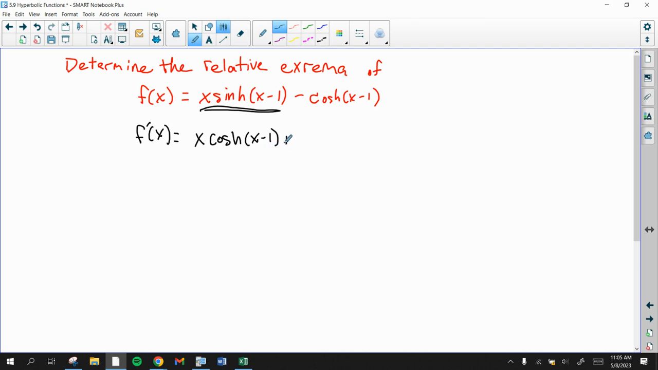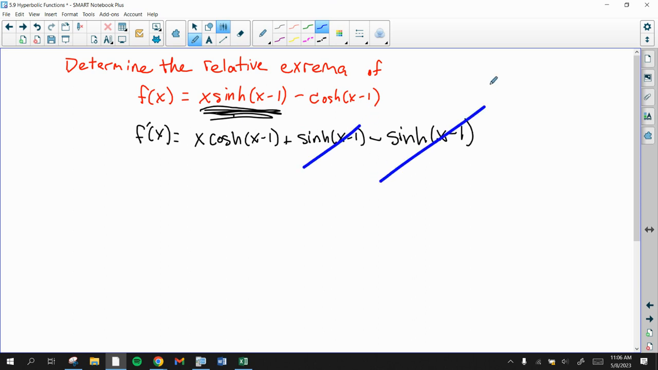So plus the second hyperbolic sine times the derivative of the first, which is the derivative of x, which is 1. So I'm done with this first term. Now I have to take the derivative of the second term, which is just the derivative of hyperbolic cosine. The derivative of hyperbolic cosine is positive sine, so it would be minus positive hyperbolic sine of x minus 1.